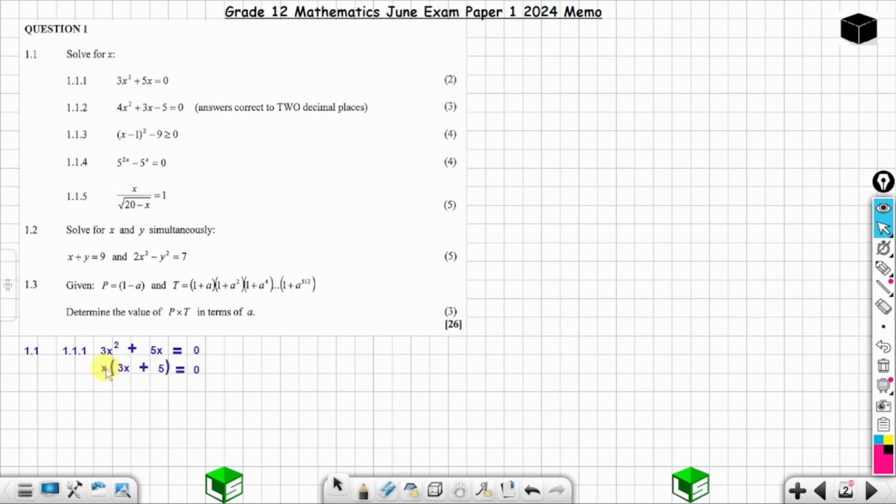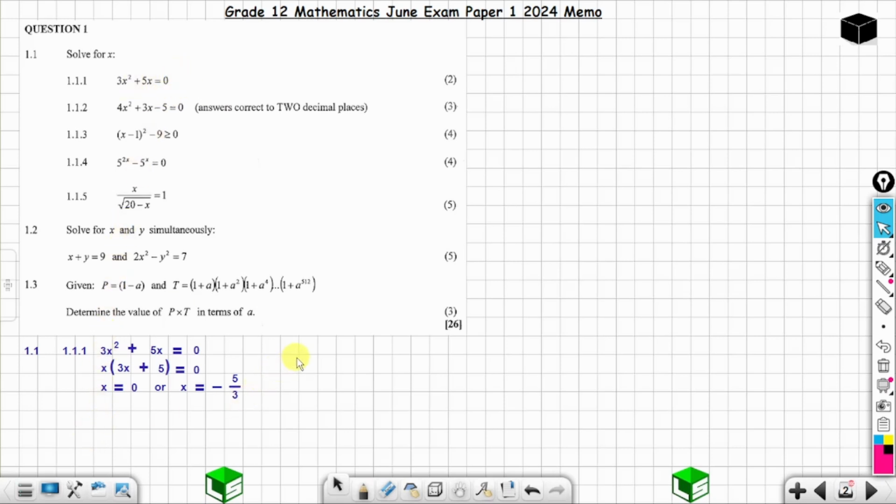So you can see x times 3x, you have 3x squared. X times 5, you have 5x. Now let's carry on. x equals 0, or x is equal to, when you take 5 to the right, you have negative 5. You divide by 3 on both sides so that you can have x. So x is equal to negative 5 over 3. Okay, always check your answers. Make sure the left side is equal to the right side. Okay, so let's move on.